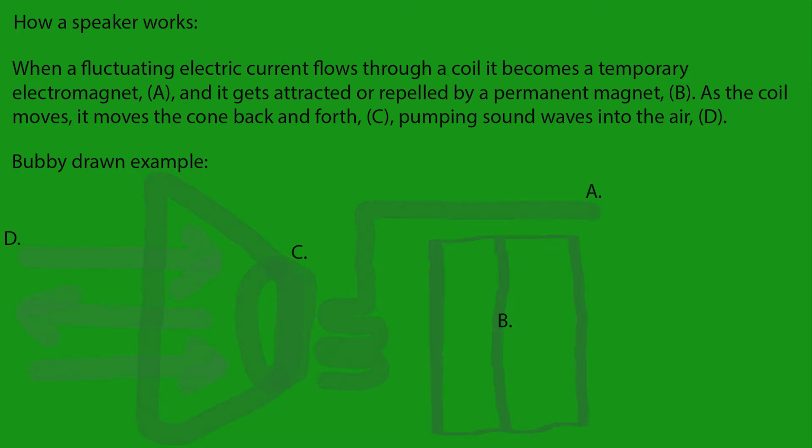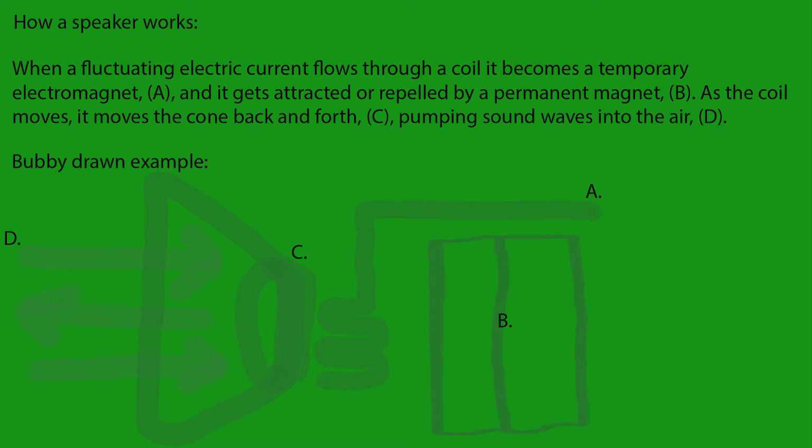How a speaker works. When a fluctuating electric current flows through a coil, it becomes a temporary electromagnet, A, and is attracted and repelled by a permanent magnet, B. It's a big magnet. As the coil moves, it moves the cone back and forth, pumping sound waves into the air, C. Yeah, so this is another poorly drawn example, a Bubby drawn example. But I was trying to show you where the sound waves hit. And the sound waves hit the cone, and the cone moves back and forth.